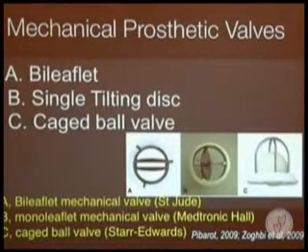And for mechanical valves, there are three kinds of mechanical prosthetic valves: bileaflet, single tilting disc, and the other one is the caged ball valve.